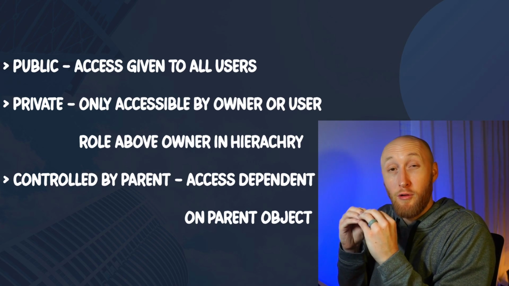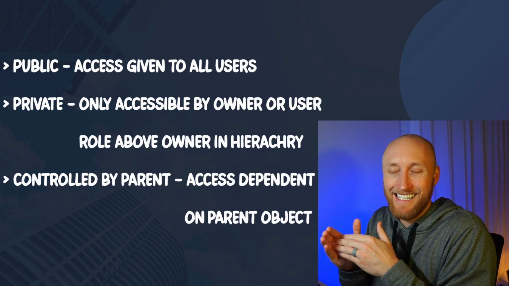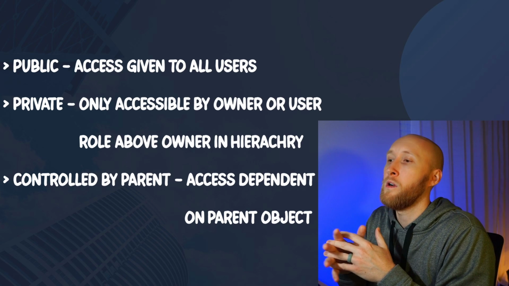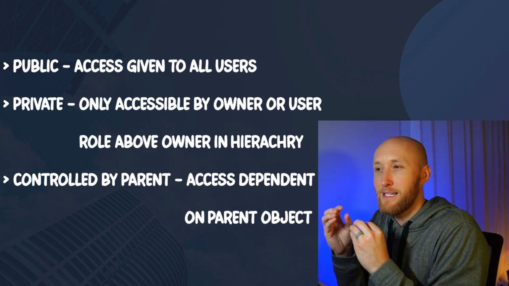You can have private, which means only owners can see it. Or you have controlled by parent. So again, with these relationships, for example, contacts and accounts, the account is the parent to the contact. So what it's saying is that the visibility of the contact is controlled by the parent, or the account.